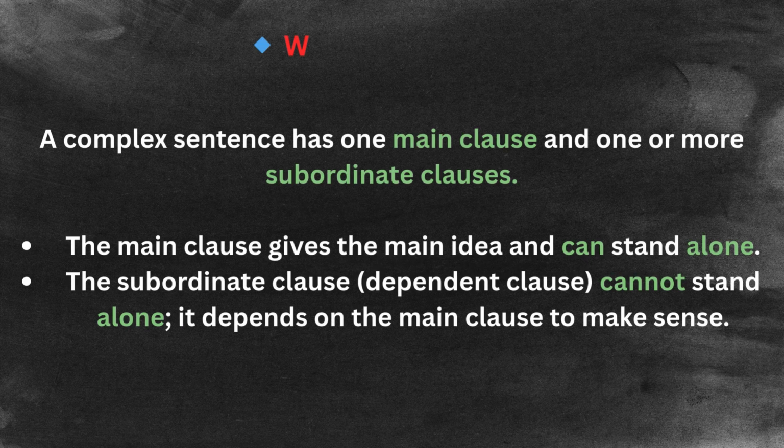What is a complex sentence? A complex sentence has one main clause and one or more subordinate clauses. The main clause gives the main idea and can stand alone. The subordinate clause, dependent clause, cannot stand alone. It depends on the main clause to make sense.